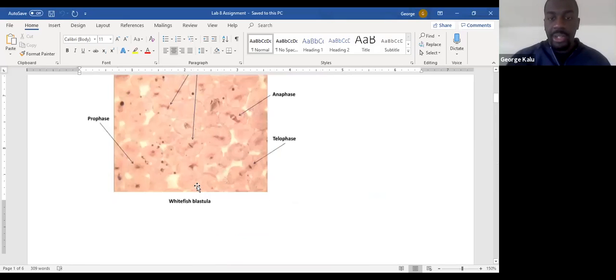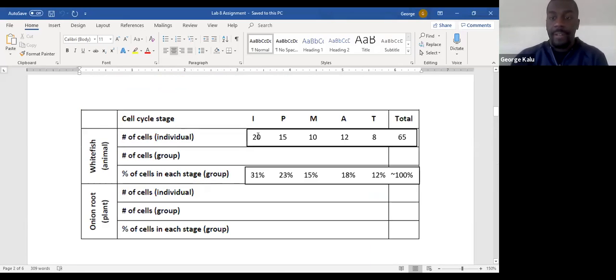What you're going to be doing is counting the number of cells you're able to see in each phase. Let's say, for example, we saw 20 cells in interphase, 15 in prophase, 10 in metaphase, 12 in anaphase, and 8 in telophase. You total up the number of cells, which is 65, and then come up with a percentage. So 20 out of 65 cells in interphase is about 31%. 15 out of 65 cells in prophase is about 23%, and so on and so forth. You should get about 100% in total.